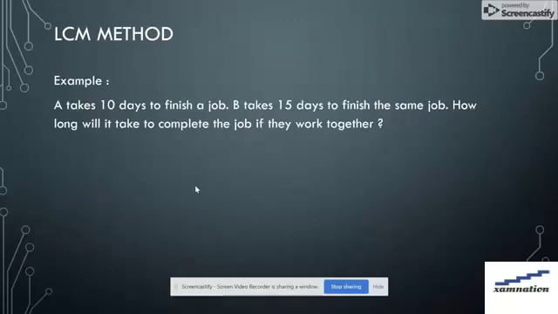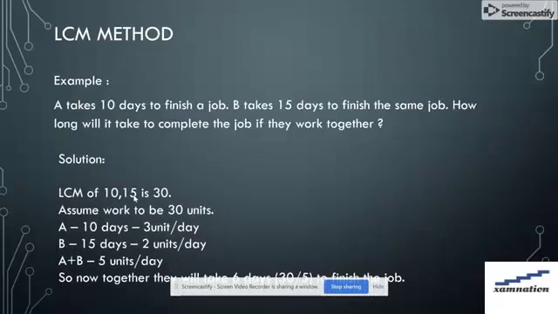So basically what we need to do is assume the amount of work to be done. We need to quantify the work. So we do that using the LCM of the time taken for them to individually finish the work. Here we'll take the LCM of 10 and 15, which comes down to 30. Now we assume the work to be completed to be 30 units.